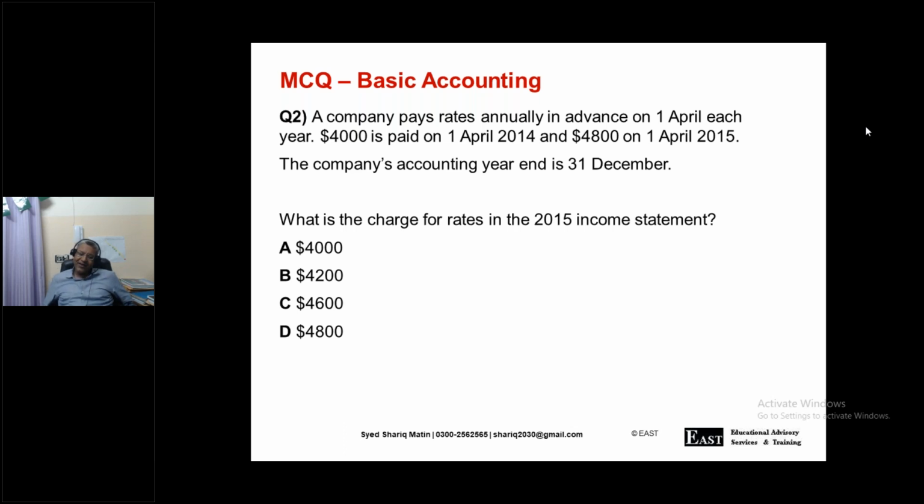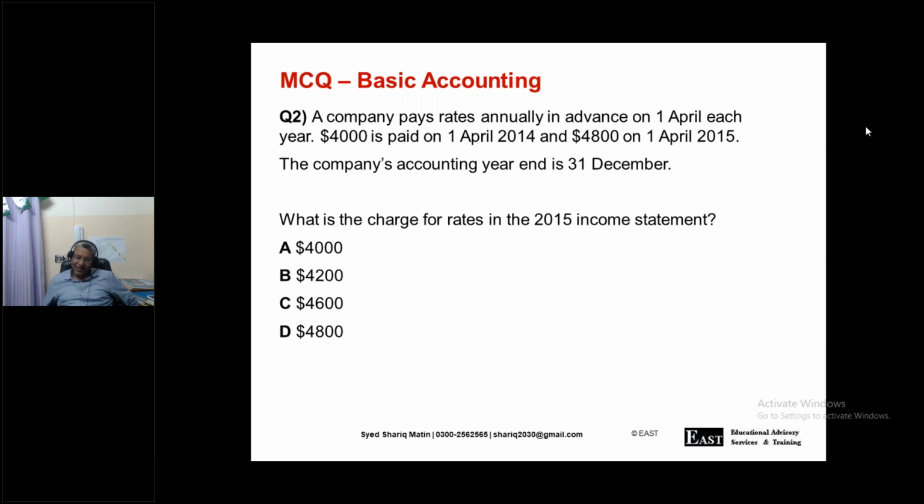You divide 4,000 by 12 and multiply it by 3 months, and you get 1,000. That's correct. And this is only paid for the 3 months. We have to calculate the rest of the months as well to find the total of the current year income statement value, which is 2015's value.